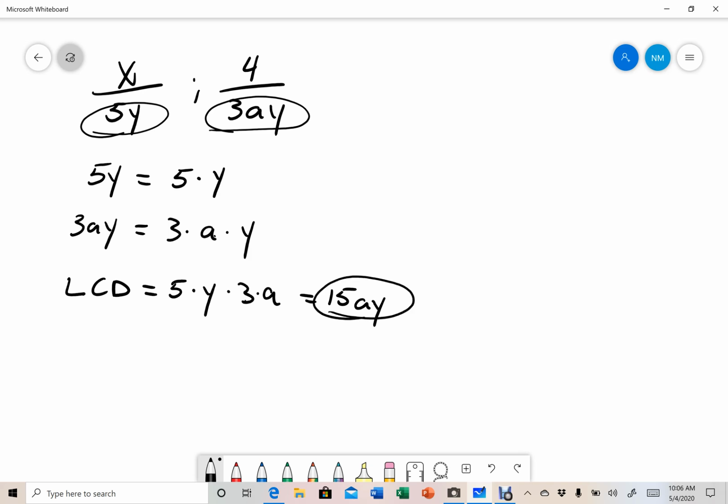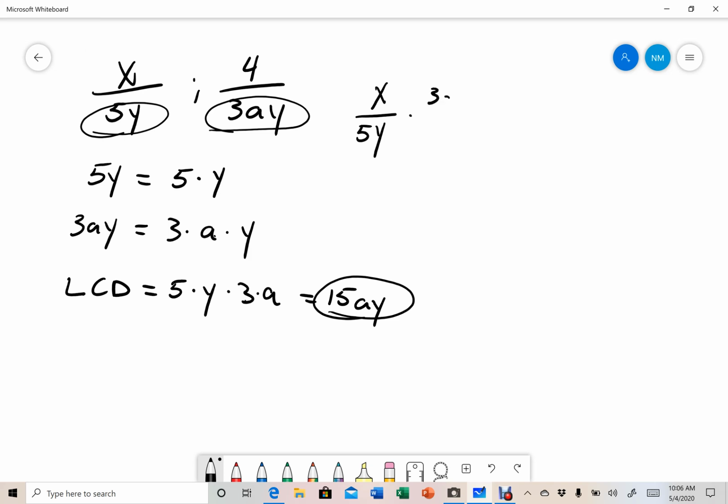So let's put each fraction over here so we can find what we need to multiply by in order to get our least common denominator of 15ay. So I take my first fraction of x over 5y, and I look at my denominator 5y, okay? So in my LCD, I have my 5, I have my y, but I'm missing a 3 and an a.